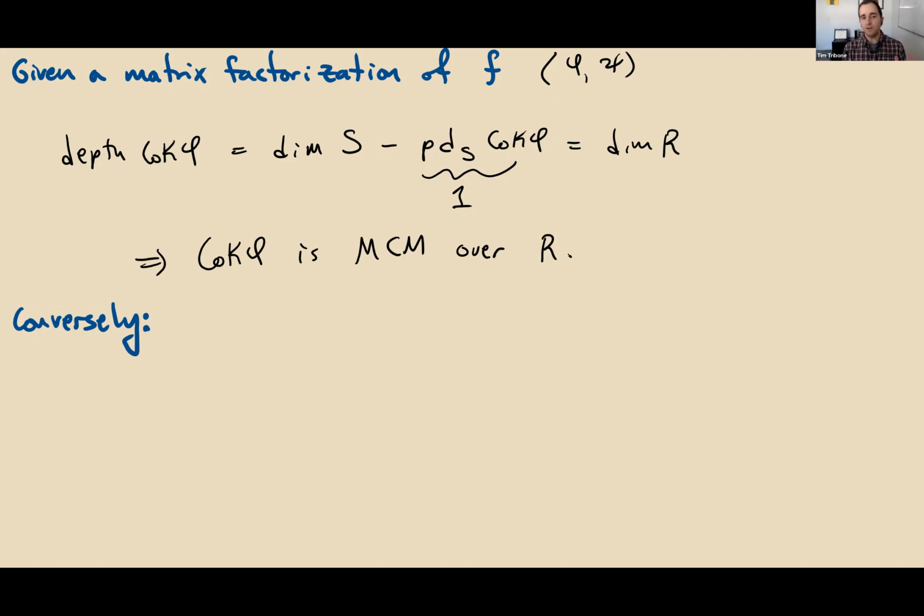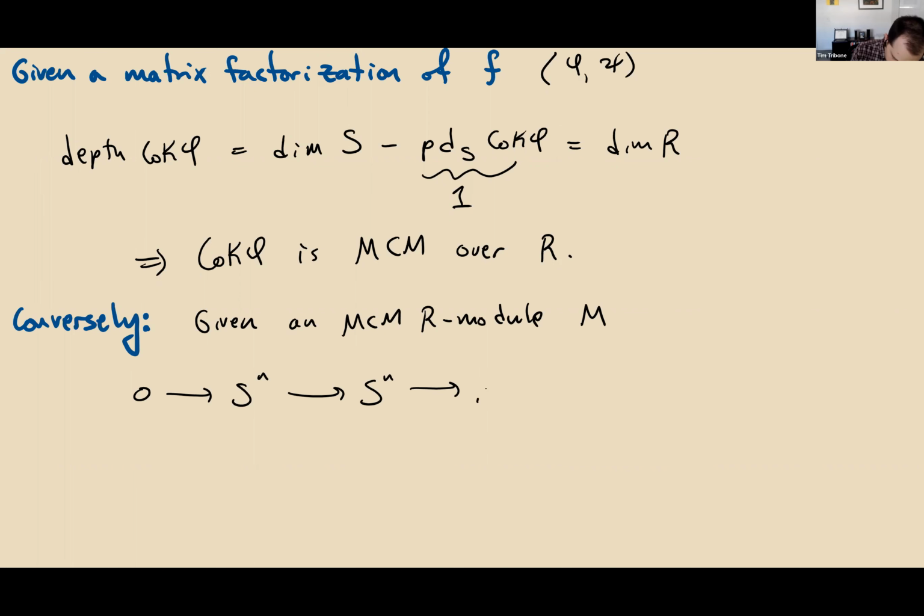So this is the point. Given a matrix factorization, the cokernel of either map is in fact a maximal Cohen-Macaulay module over the hypersurface ring. And what's nice about this is that it goes the other way as well. If you start with an MCM module over the hypersurface, I'll call it M, because it's MCM over R, it's going to have projective dimension 1 over the regular ring, reversing these arguments above. And it turns out that this means we'll have a short free resolution over S like this.